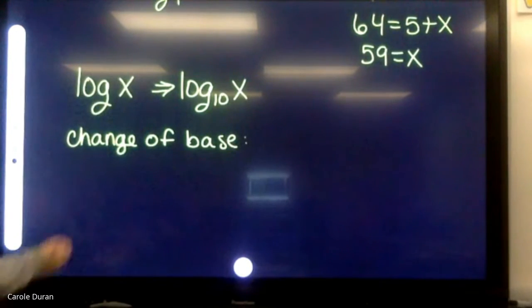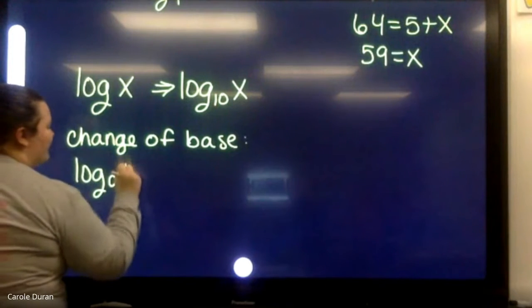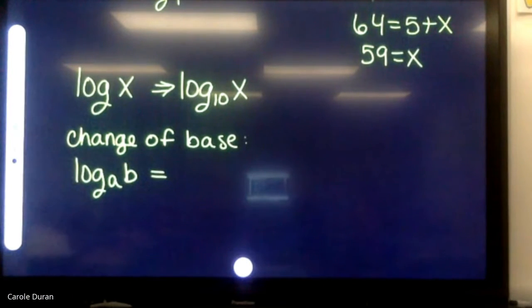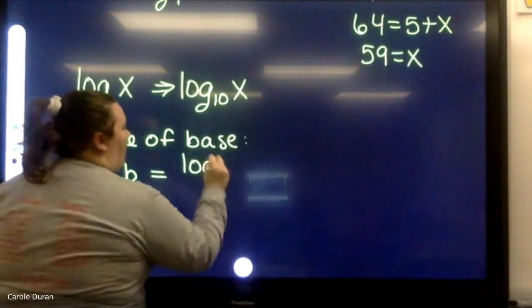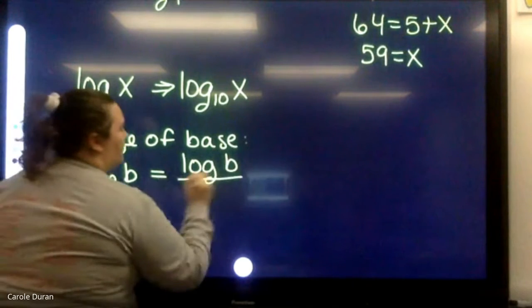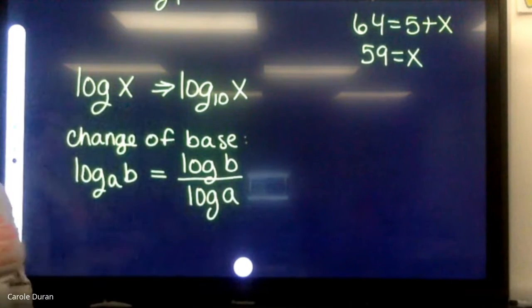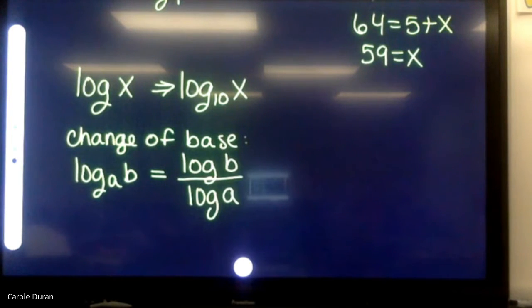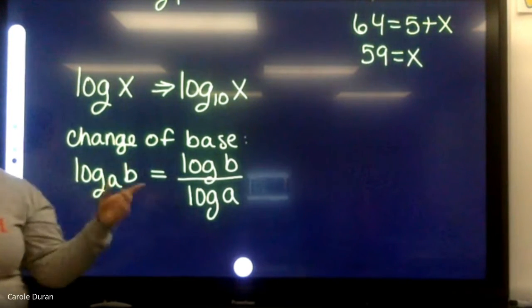Change of base says, if I have a logarithm of base A taken to B, so log base A of B, and I wanted to plug this into my calculator, I technically need to change the base to base 10 in order to plug it in. To do that, I take log of B over log of A, and we would use the base 10 log that is in our calculator. So this is the change of base formula. If I wanted to solve this, I would do log of what I'm taking the log of divided by log of my base. And then that decimal would be the answer for this problem.